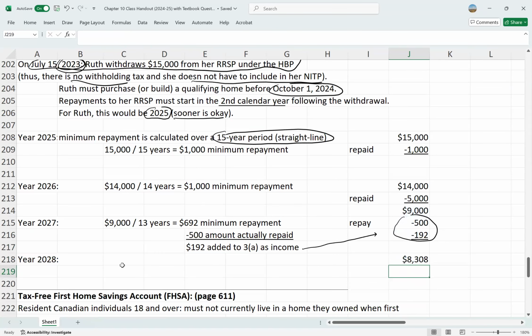And so then starting in 2028, we once again take the balance, 8,308, divide it by the 12 years. And so we're still going to get 692, right? Because last year it was as if you did repay 692, you got credit for the 192. So the minimum repayment going forward will still be 692. Any questions about the home buyers plan?